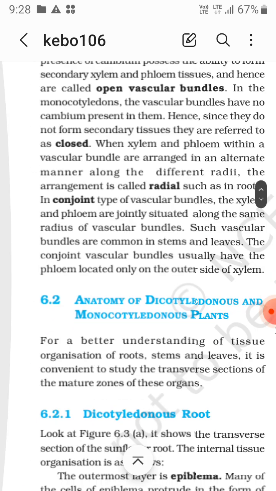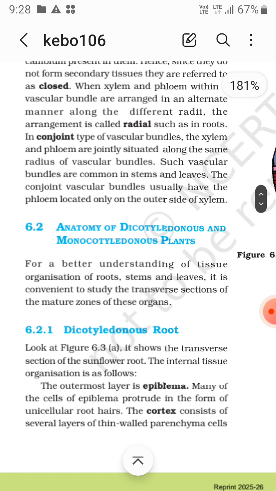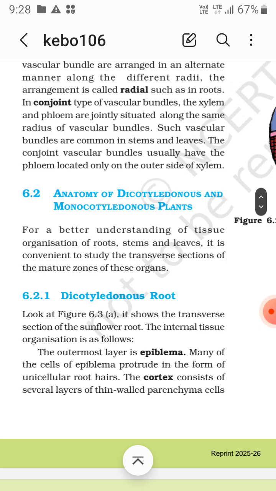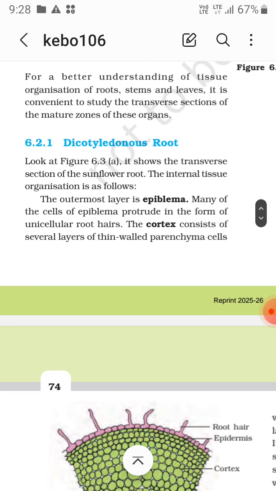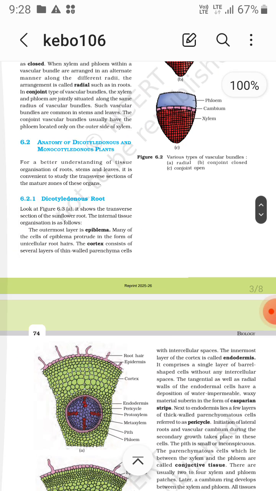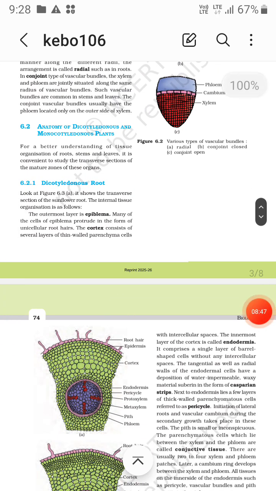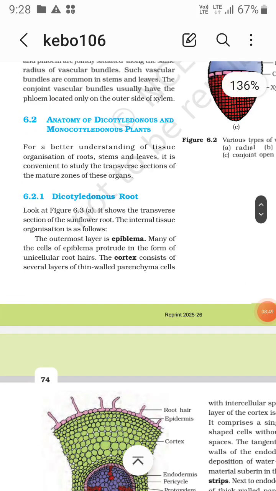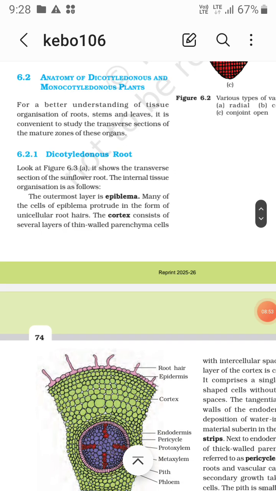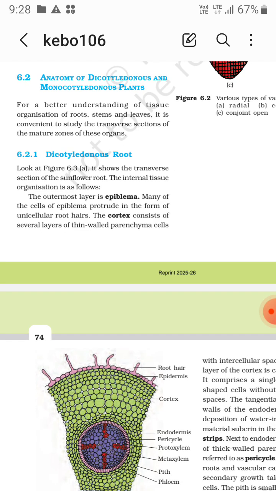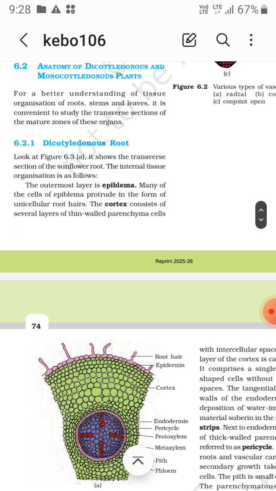Now, anatomy of dicotyledonous and monocotyledonous plants, the second context of this chapter. We study the transverse section. First, the dicot root. The outermost layer is the epiblema. Many of the cells of the epiblema protrude in the form of unicellular root hairs.